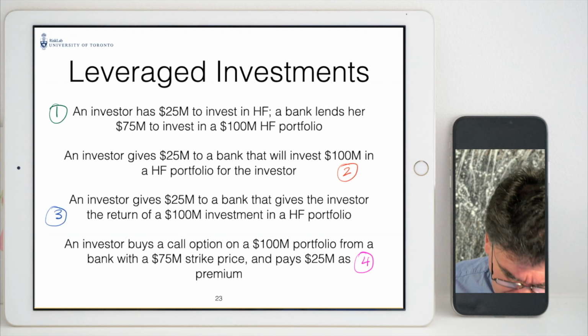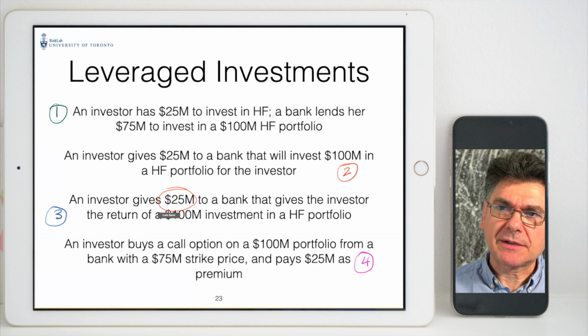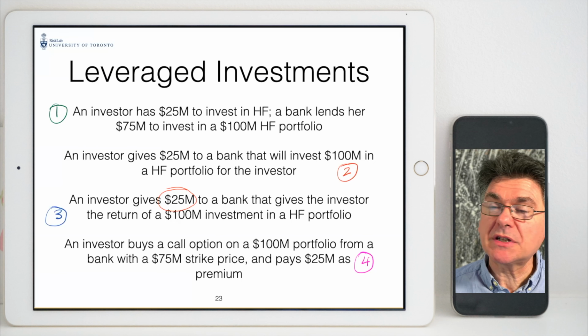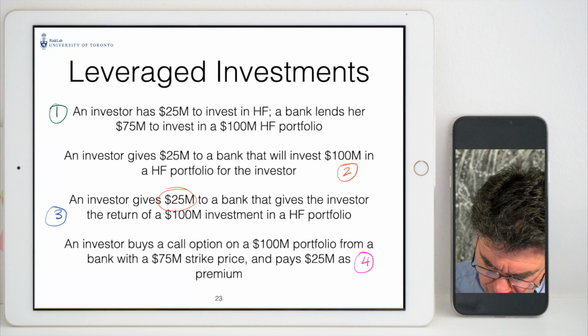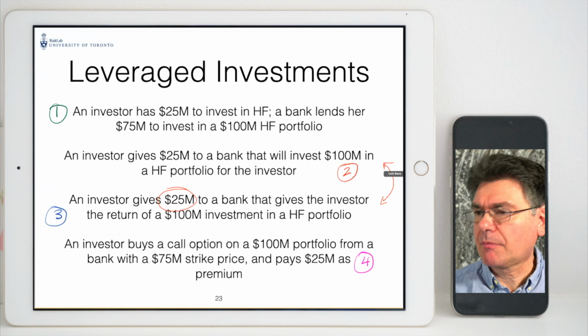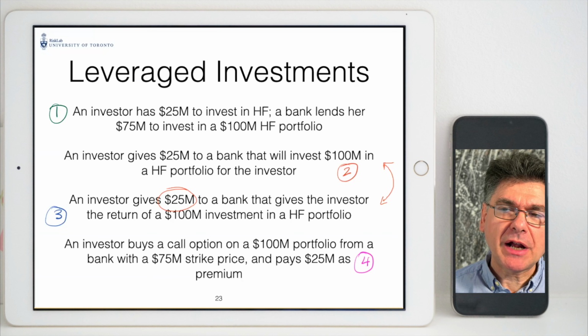The third way of doing this is an investor gives the 25 to the bank, and the bank doesn't necessarily do an investment. What the bank does is the bank promises to give you the return, the performance of a $100 million investment. Okay? What's the difference between 2 and 3? Who can explain that to me? To you, there's no difference. It's the same. You don't care.